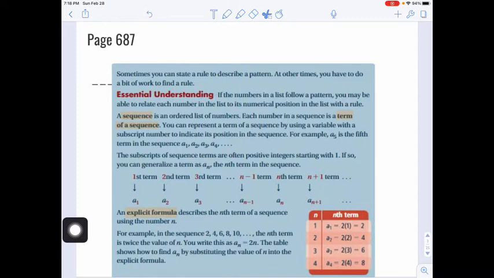The table shows how to find a sub n by substituting the values of n into the explicit formula. So over here we have the first term, a sub 1 is 2 times 1 or 2. The second term, a sub 2 is 2 times 2 or 4. The third term, a sub 3 is 2 times 3 or 6. And the fourth term, a sub 4 is 2 times 4 or 8.